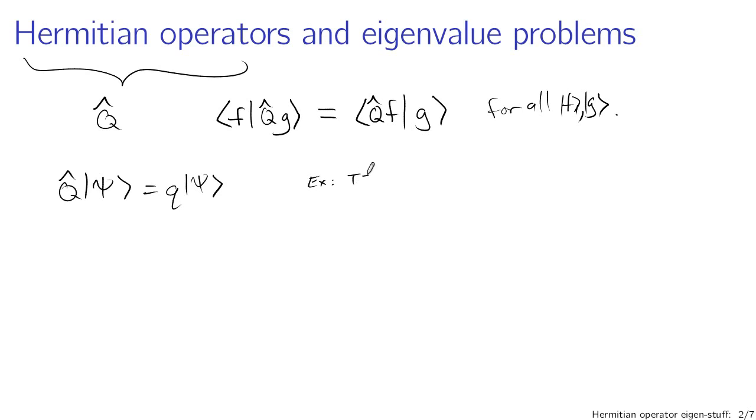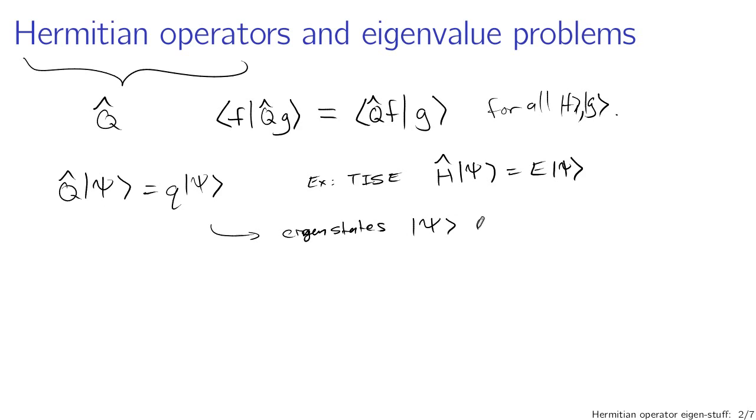Eigenvalue problems show up in quantum mechanics all over the place. For example, the time-independent Schrödinger equation is such an equation. We have the Hamiltonian operator acting on a state, giving you the energy multiplying the state: H psi equals E psi. Now, solving the eigenvalue problem gives you one of two general kinds of solution. First, we're going to get eigenstates, those psi's that solve this equation. Generally, we're going to get a lot of them, and we'll get some sort of eigenvalues.